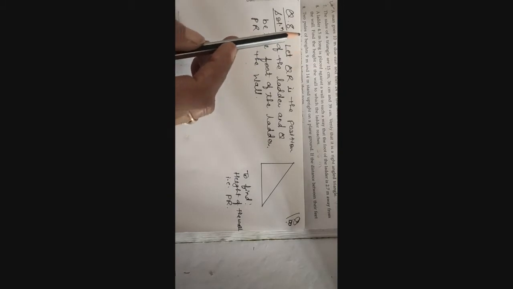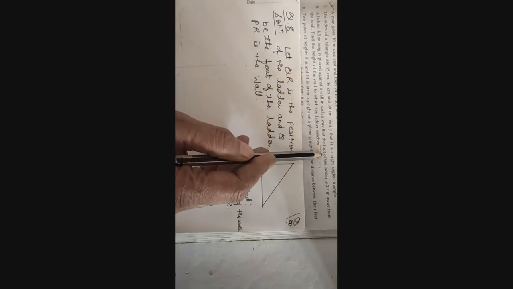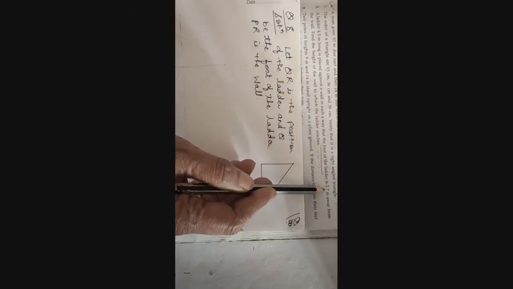Now see children, question number 8. Read the question carefully, then only the sum will be very easy for you. So let me explain question number 8 now. The question is: a ladder 4.5 meter long is placed against a wall in such a way that the foot of the ladder is 2.7 meter away from the wall, and you have to find the height of the wall. Now let's try to understand this question by the figure.